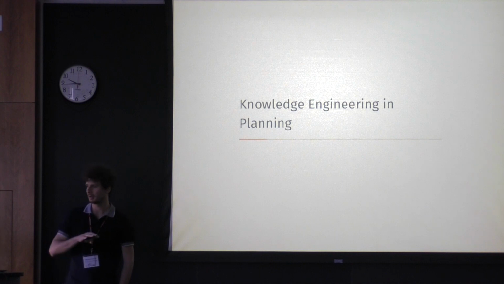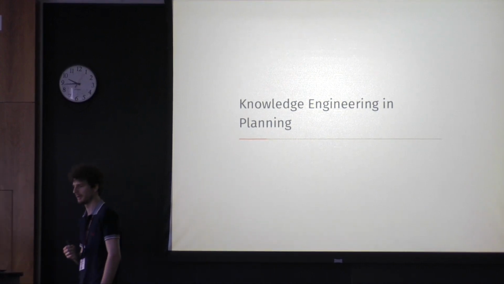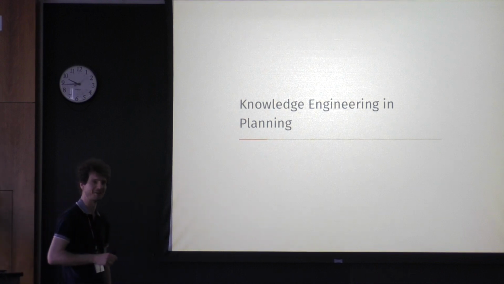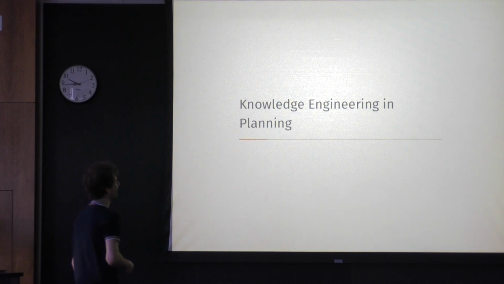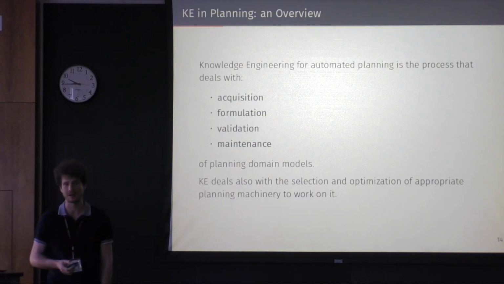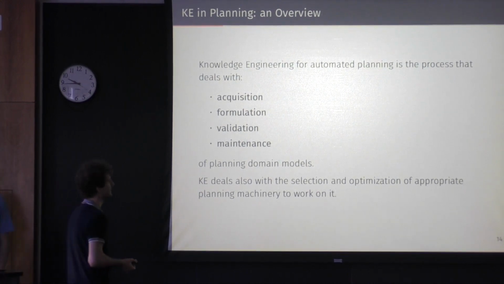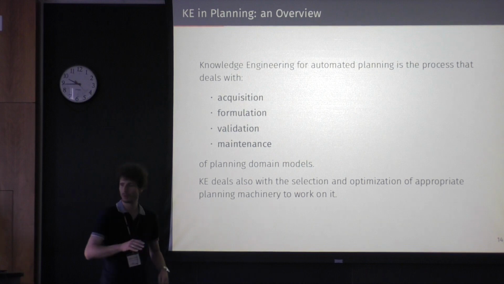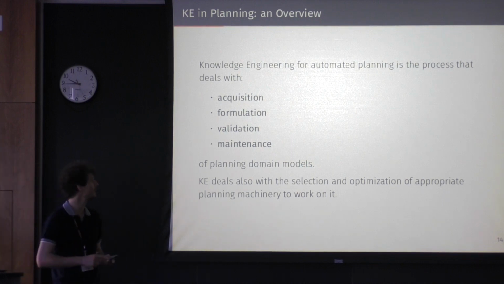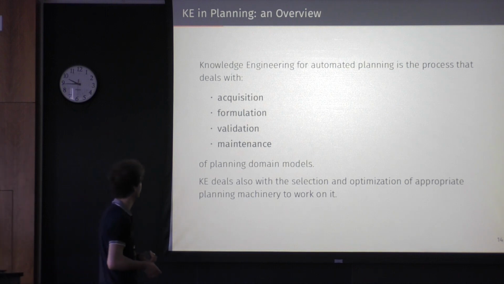Let's move a bit more into the knowledge engineering side of planning, and I'm glad that Tiago is here so we can check if I'm saying everything correctly or not. So what do we mean by knowledge engineering for planning, and also for scheduling? It is the process that deals with four main aspects: acquisition, formulation, validation, and maintenance of planning domain models.